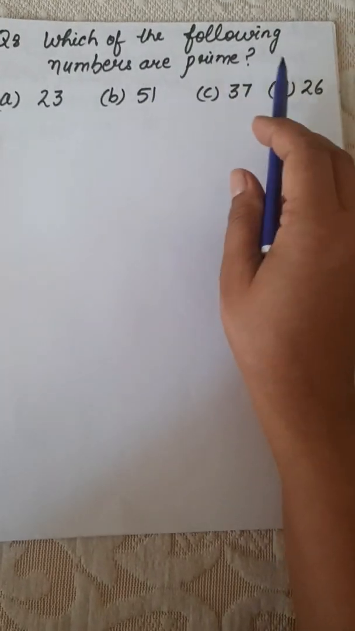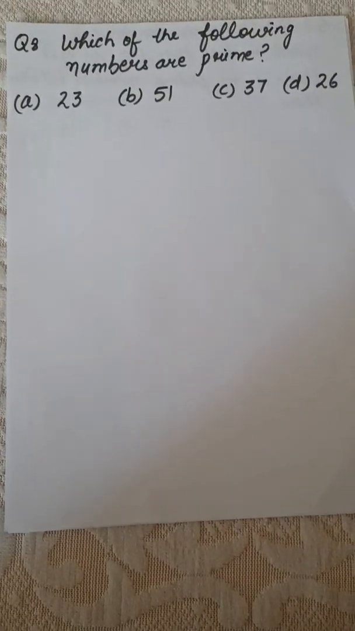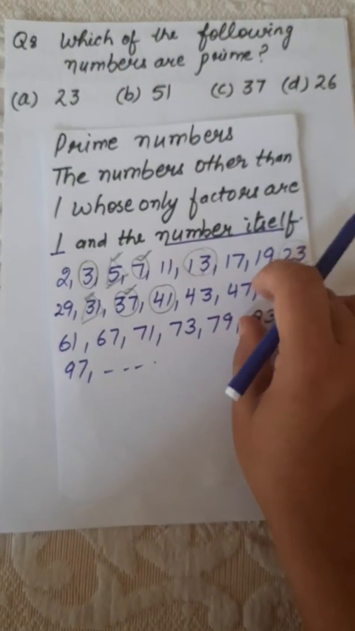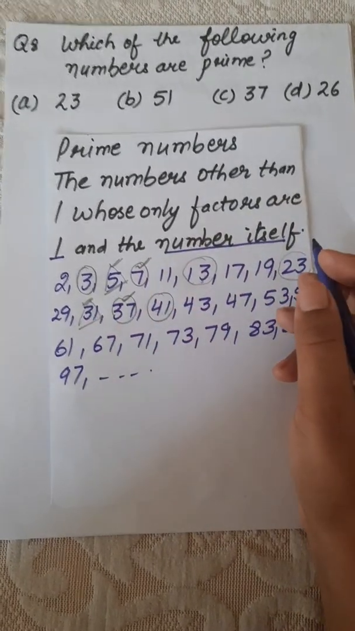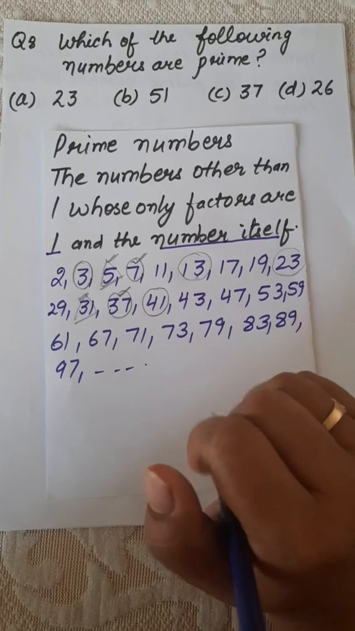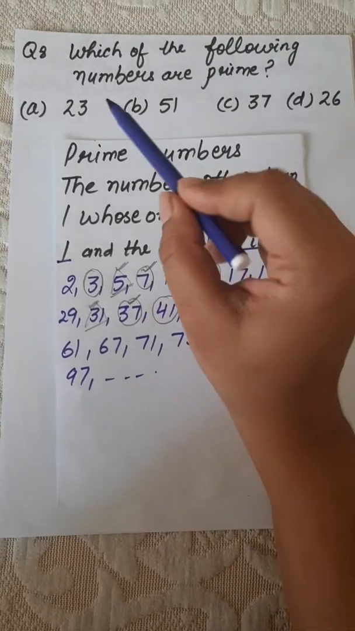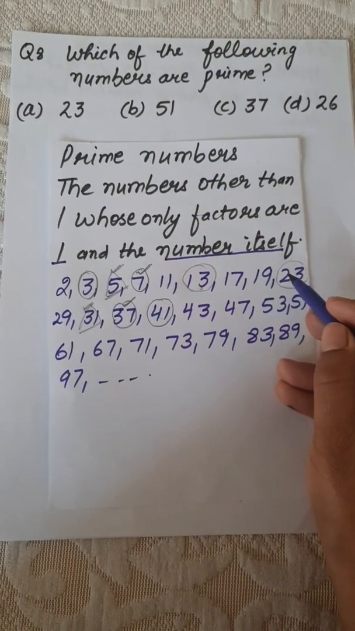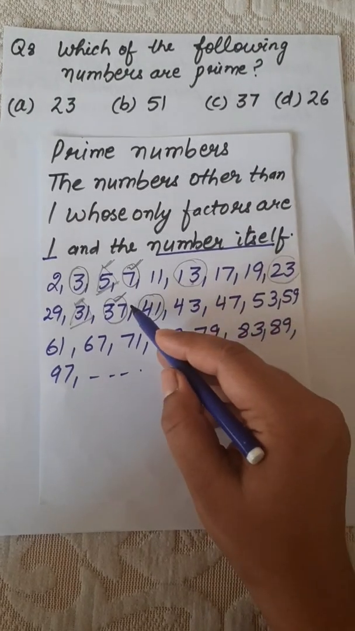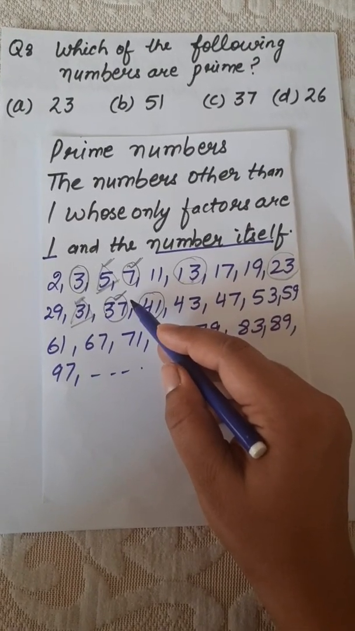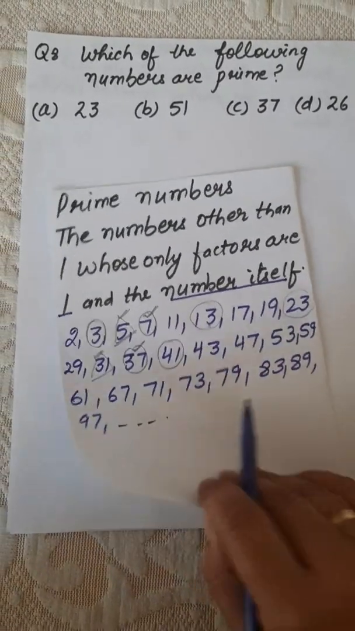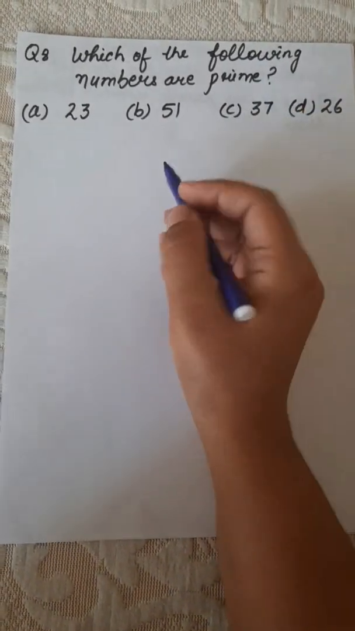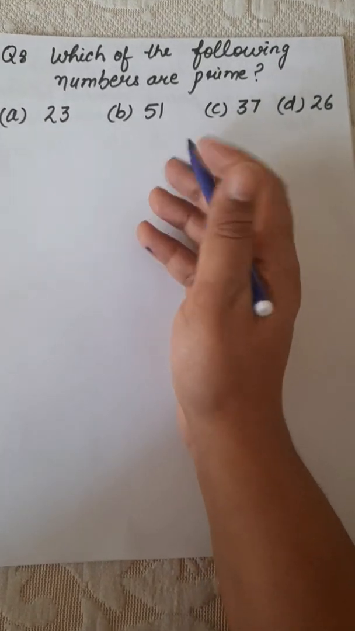Question number 8: which of the following numbers are prime numbers? We know that prime numbers are the numbers other than 1 whose only factors are 1 and the number itself. If I check, then what will I get here? 23 and 37 are prime numbers. You can also find this by finding the factors of the number.